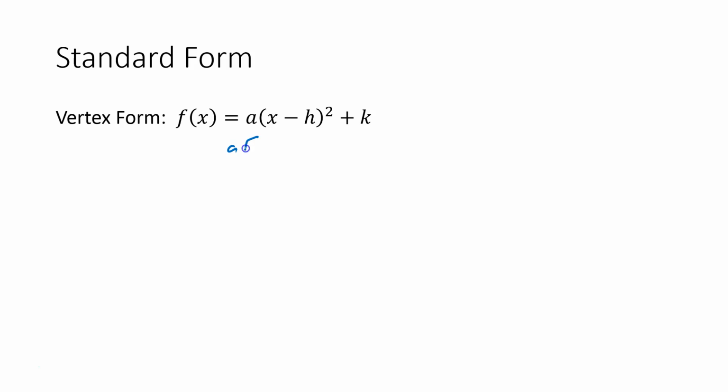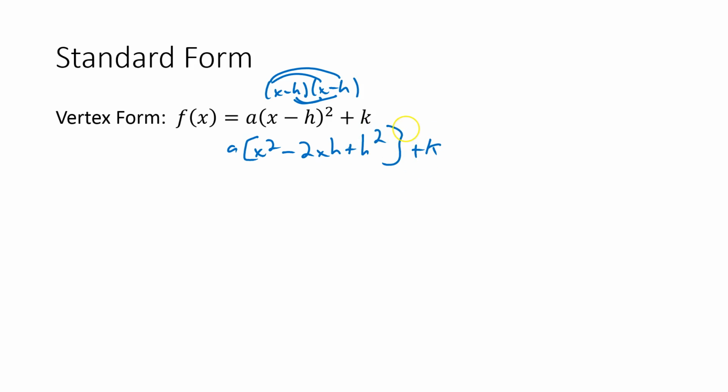So we'll have a multiplied here by x minus h squared, that's x minus h times x minus h. We'll FOIL. X times x is x squared. Then I get a minus xh and minus another xh, that's minus 2xh. And then negative h times negative h is plus an h squared. And that's all plus k. So let's distribute that a. So we have ax squared minus 2axh plus ah squared plus k.